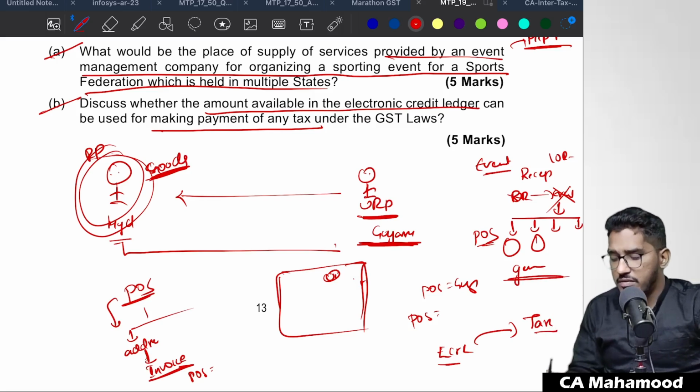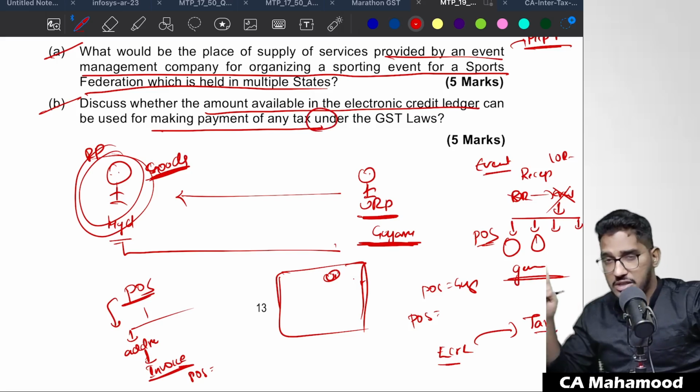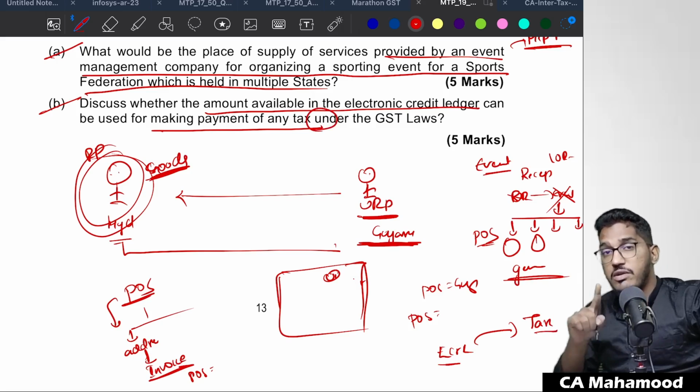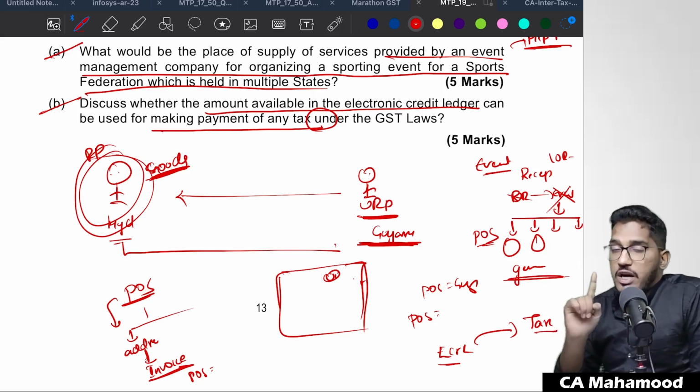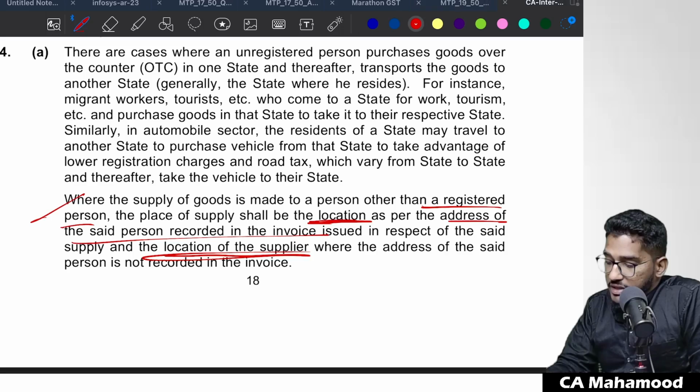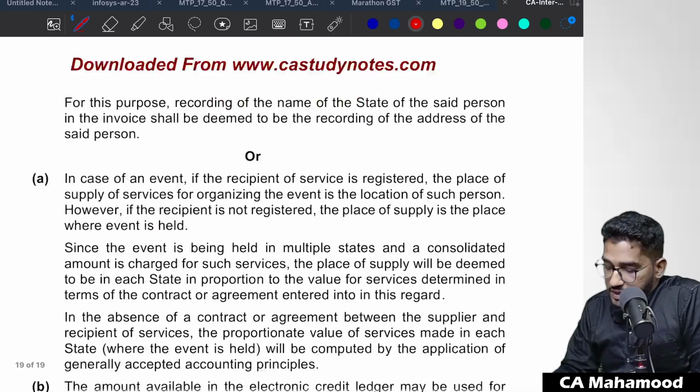Yes, we can make utilization of the amount in the electronic credit ledger for making payment of tax under GST laws. But in case you are required to pay the tax under reverse charge mechanism, for that payment you can't utilize the amount which is there in the electronic credit ledger. The same thing they have even told you in the answer.